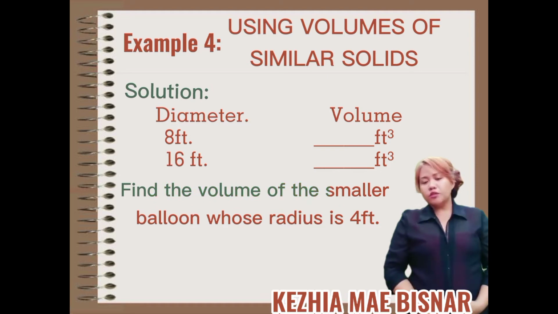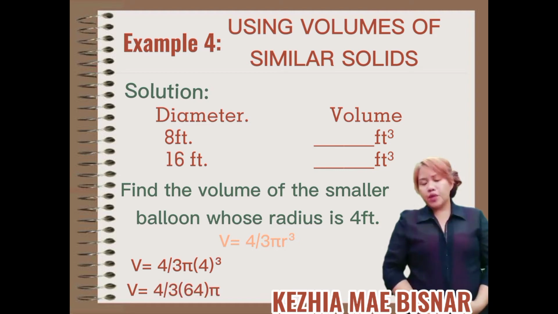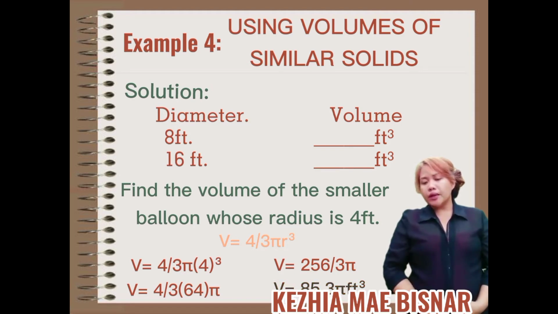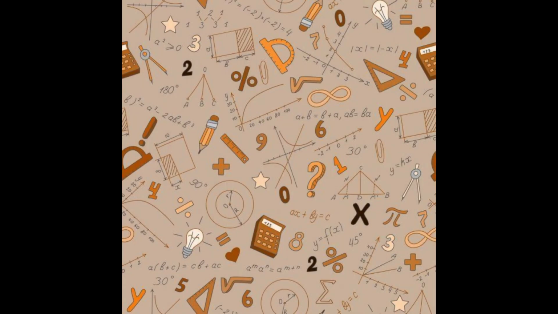Find the volume of the smaller balloon whose radius is 4 feet. Volume is equal to 4 over 3 pi 4 cubed. Volume is equal to 4 over 3 times 64 pi. Volume is equal to 256 over 3 pi. Volume is equal to 85.3 pi cubic feet.